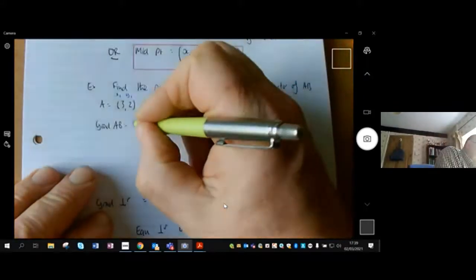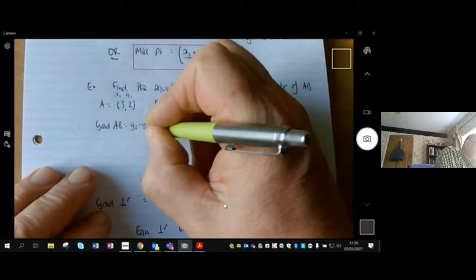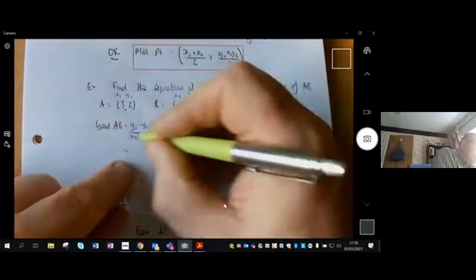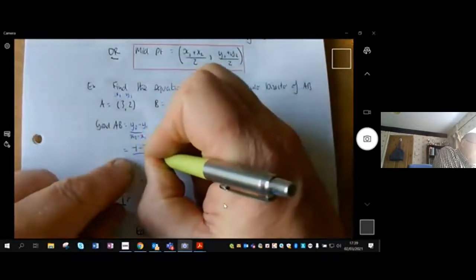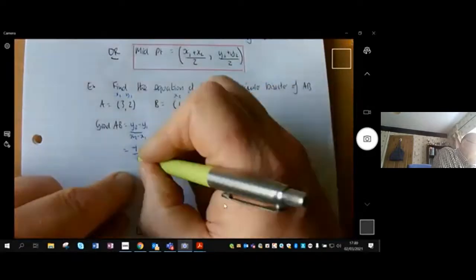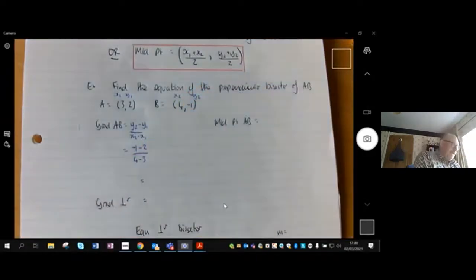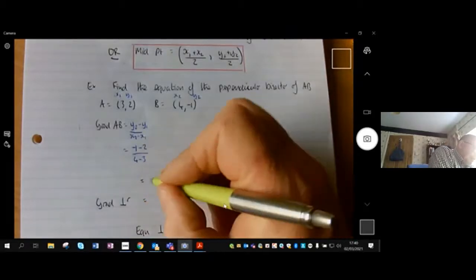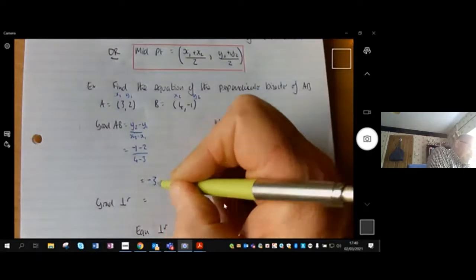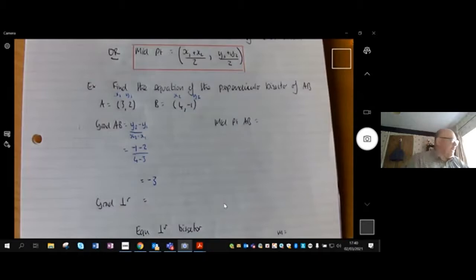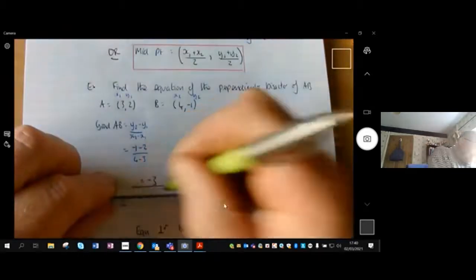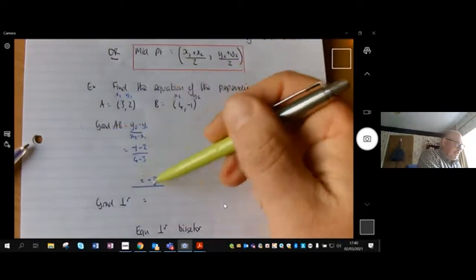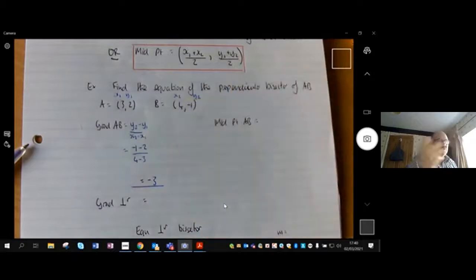So y2 minus y1 over x2 minus x1, which is -1 minus 2 over 4 minus 3, which is -3 over 1. The gradient is -3. So that is the gradient of AB. Next, a little bit of advice: when you find an answer, underline it. So the examiner, I'm conditioned to look at the bottom for the answer. The gradient of AB is -3, tick, full marks, move on.